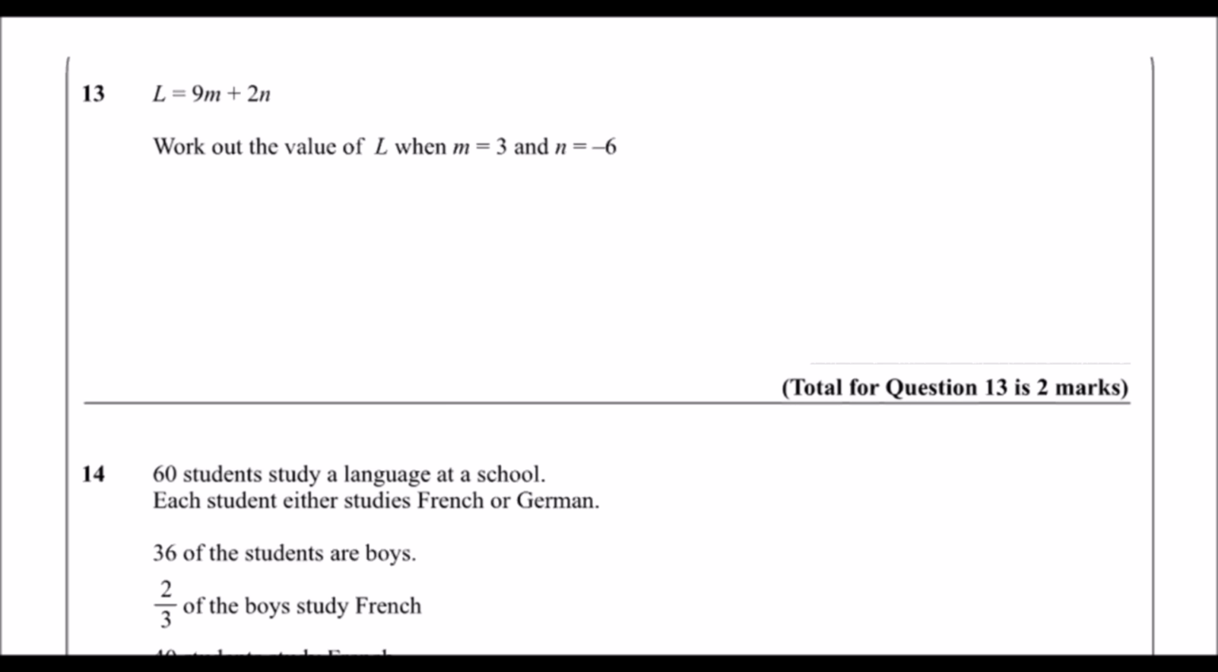Question 13. So here we have a substitution question. L equals 9m plus 2n. Work out the value of L when m is 3 and n is negative 6. So L is 9 times 3 plus 2 times negative 6. And 9 3's are 27. 2 negative 6's, a positive times a negative is a negative, and 2 6's are 12. So we've got 27 take away 12, which is 15.